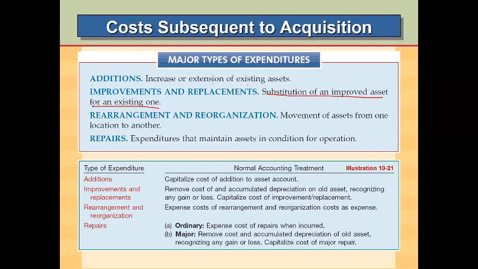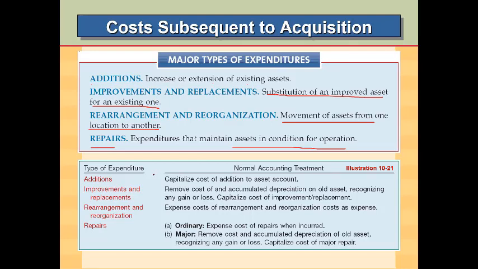When you sell your old car and get a new car. Type rearrangement and reorganization, movement of assets from one location to another. Meaning you changed the layout of the factory, changing, for example, department or equipment A from the left hand corner to the right hand corner. Okay. Repairs, expenditures that maintain asset in condition. It does not extend the useful life of the asset. Actually here, it just maintains the asset in condition.